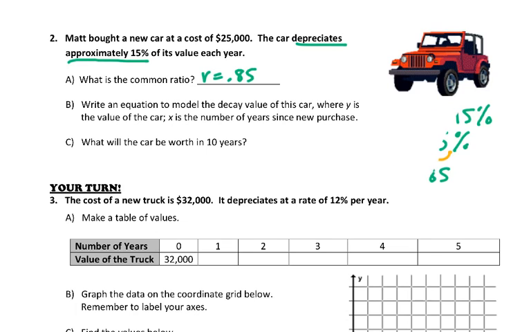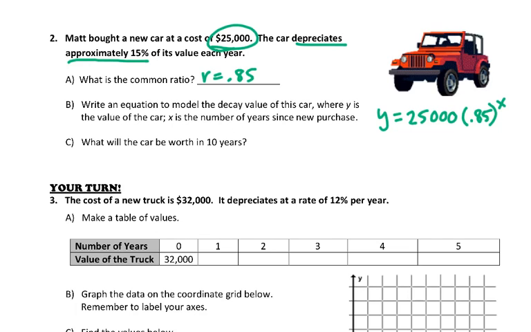So let me erase this so I have some space here. So I'm going to write y equals the initial amount, the y-intercept at 0. It's worth $25,000 before any time goes by. And then each year after that will multiply by 85% of its original value to the power of x. And then what will the car be worth in 10 years?